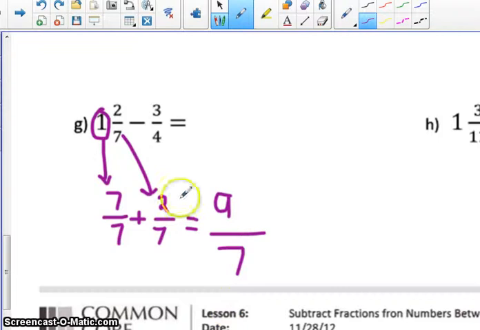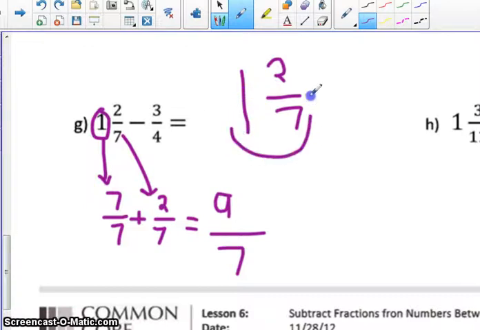There is also a shortcut. If you want to take a mixed number and turn it into an improper fraction, you can go 1 times the bottom, or the number times the bottom, and then add the top. So 1 times 7 is 7, plus 2 is 9. That's where you get this 9. It's just another way of doing it, but this one is a little bit more clear, so I prefer that one.